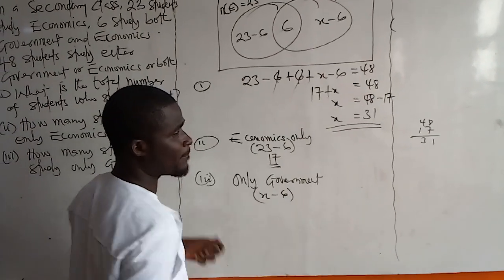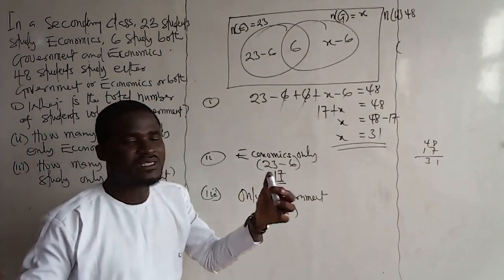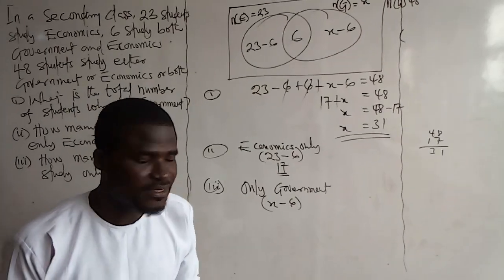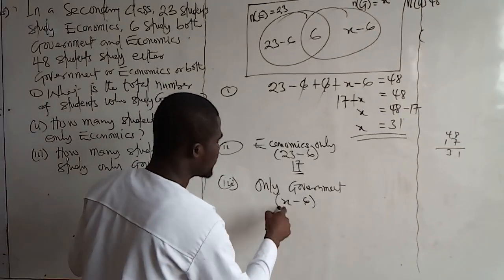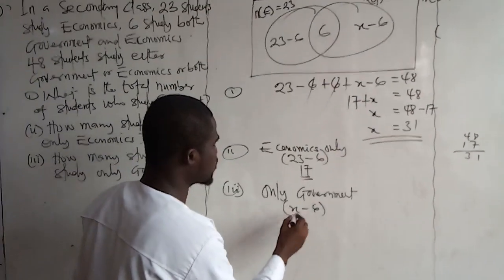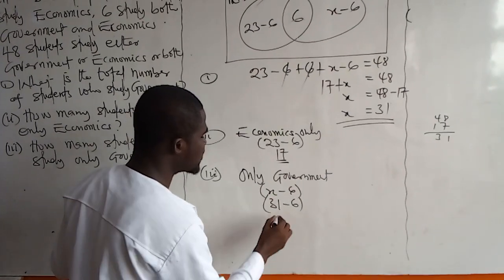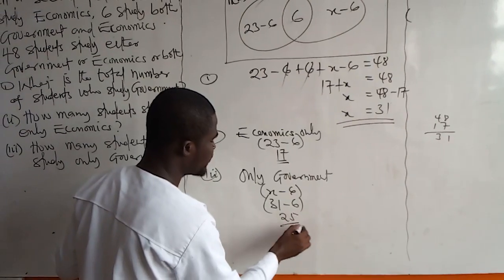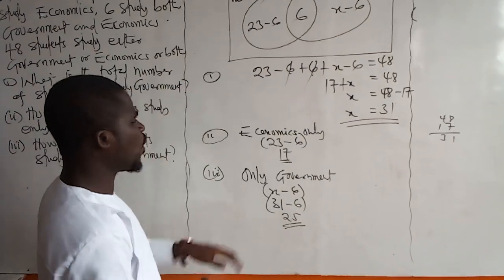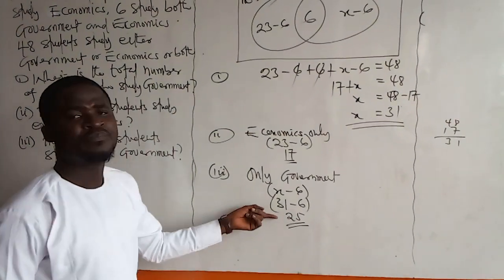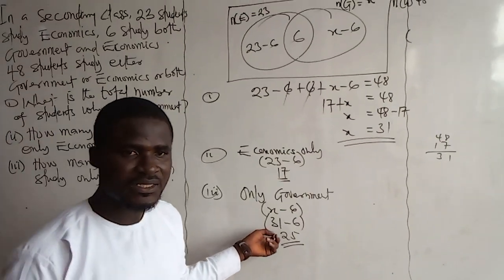Show working, please. Show working. Don't go and do the answer somewhere and bring the answer. We mark methods. So X, we know X to be 31. So 31 minus 6. That will give us 25. So it means that those who study only government, they were 25 students.